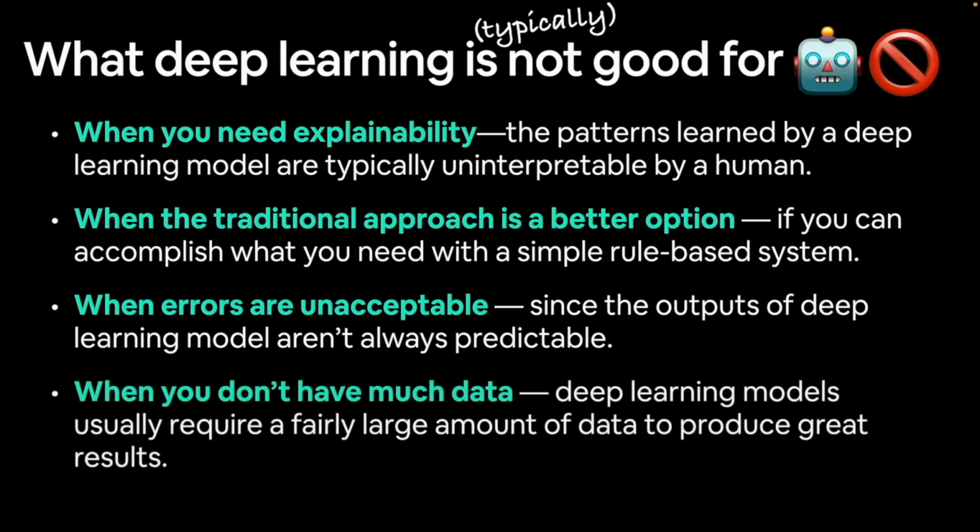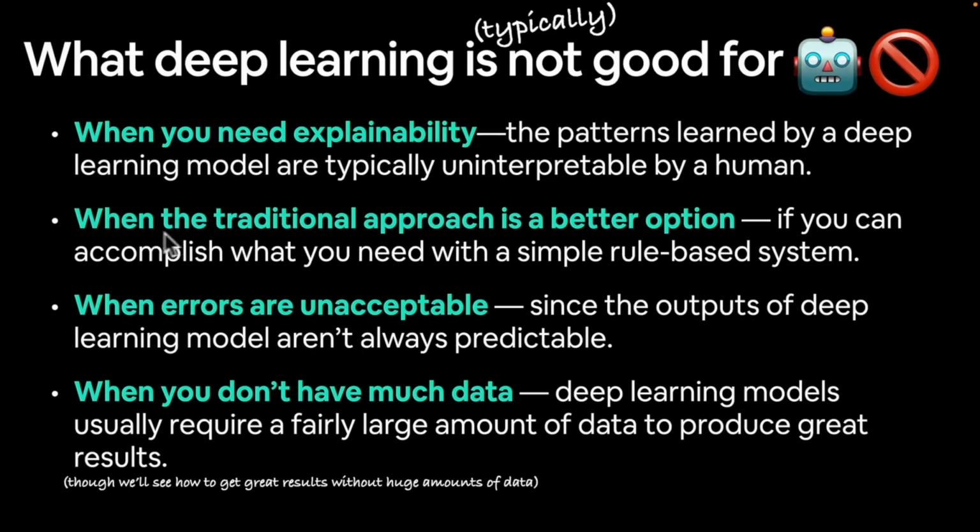And then finally, when you don't have much data. Deep learning models usually require a fairly large amount of data to produce great results. However, there's a caveat here. At the start I said "typically", and we're going to see some techniques of how to get great results without huge amounts of data. Again, I wrote "typically" here because there are techniques. You can just research deep learning explainability. You're going to find a whole bunch of stuff.